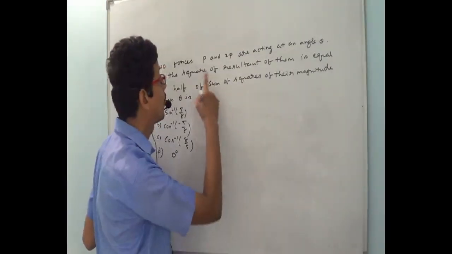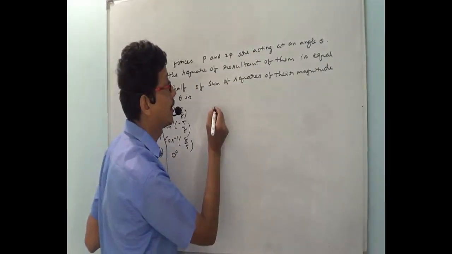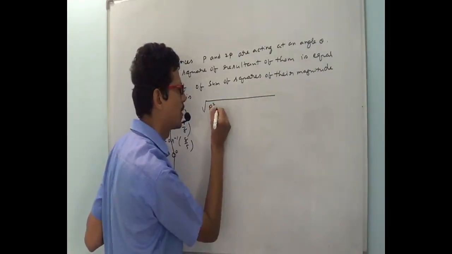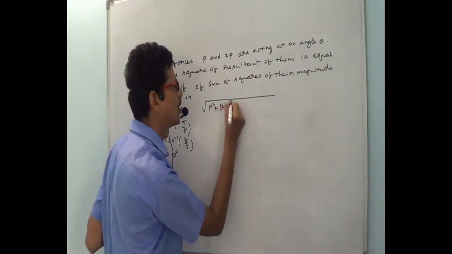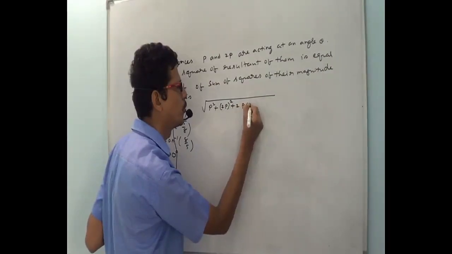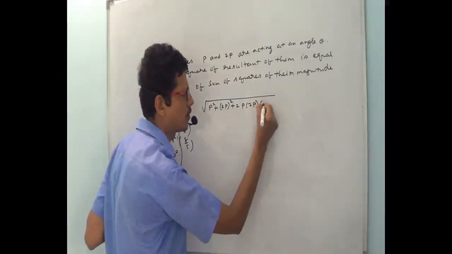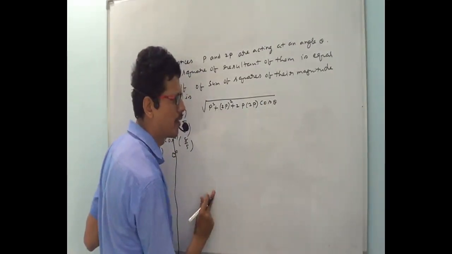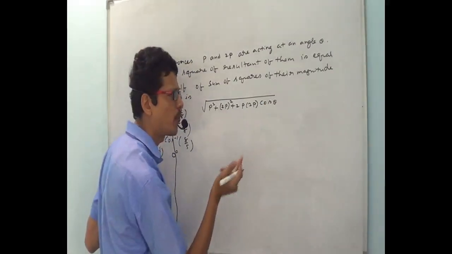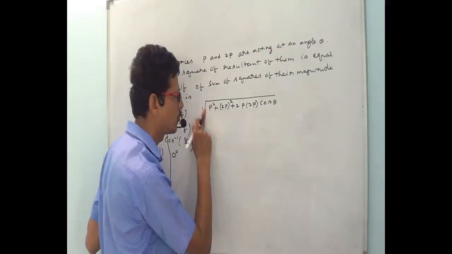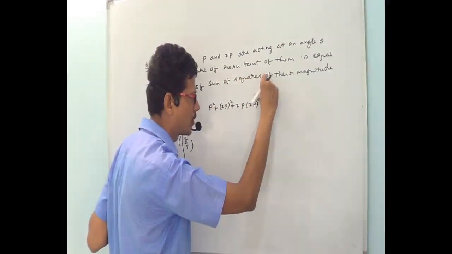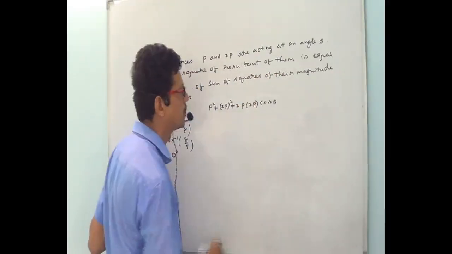What is the square of magnitude of resultant? Resultant means root p square plus q square plus 2pq cos theta. This is resultant, magnitude of resultant. What is it saying? Square of magnitude of resultant. So I have to take out this root. I have taken out the root now.